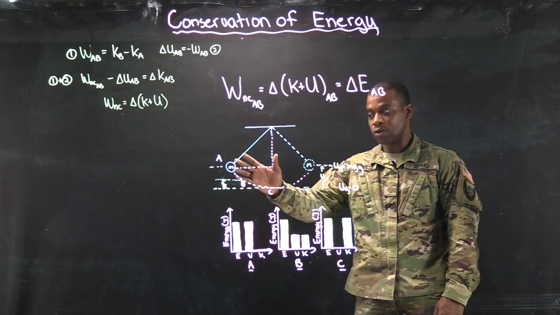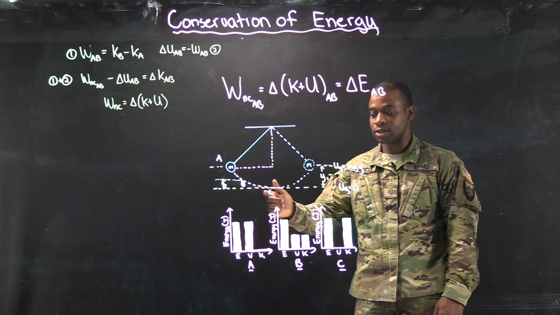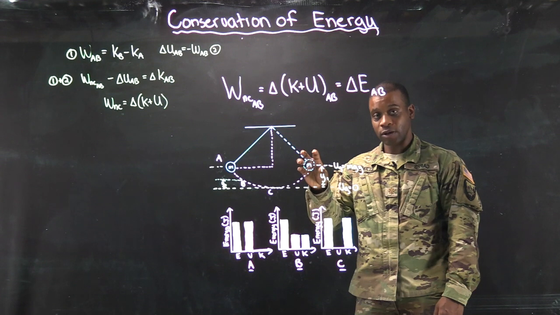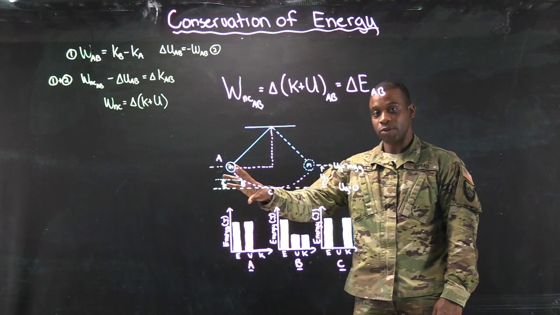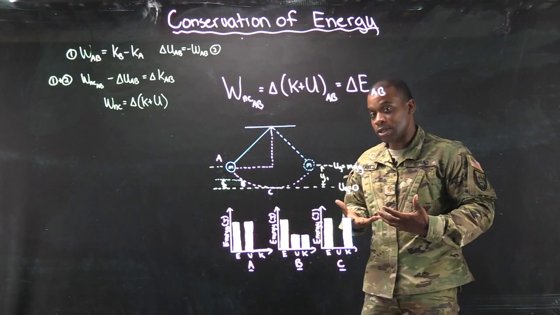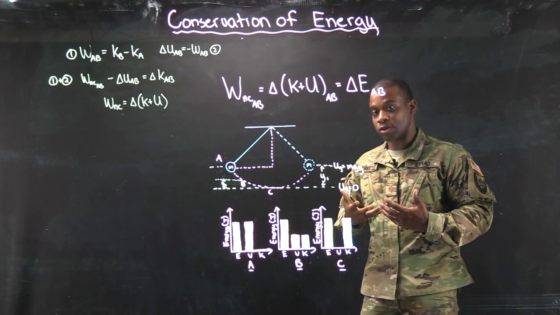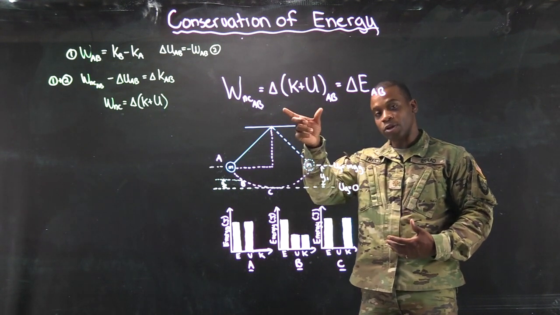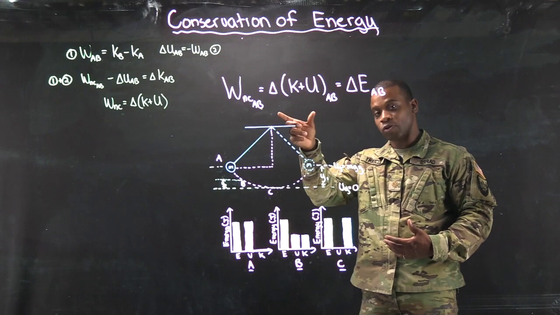This system will continue going from A to B to C to here and back because I am out of the system. I was not a non-conservative force. Therefore, the mechanical energy of this system will remain constant.